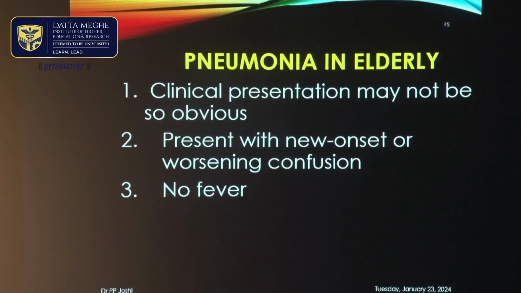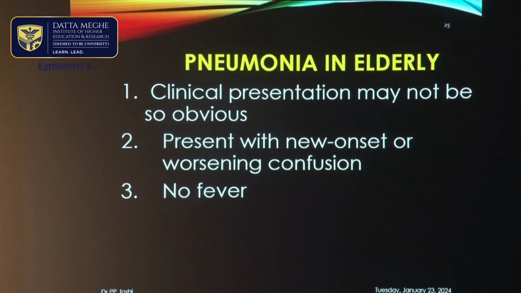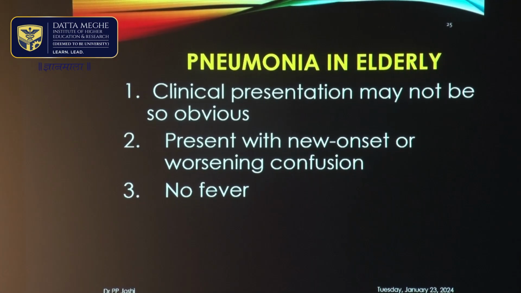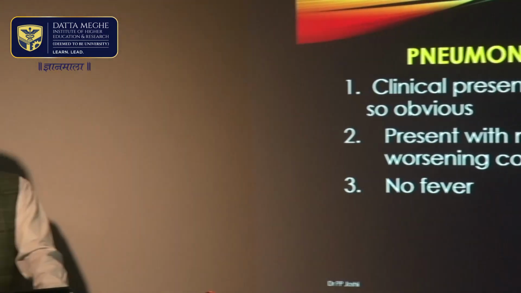Pneumonia in the elderly is a challenge because elderly patients may not present with fever and typical symptoms of cough and expectoration, by which we make a diagnosis of pneumonia or lower respiratory infection. With elderly patients, the presentation is very atypical. They present with new onset of worsening confusion, and they may not have any fever.